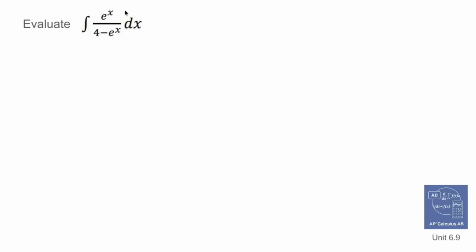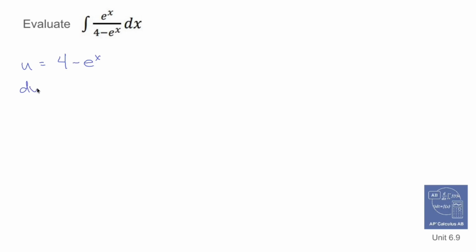Evaluate the integral of e to the x over 4 minus e to the x. All right, well, when I see something like this, I'm thinking, this is like quotient rule, and that's no good. So what I have to do is let u equal the guy on the bottom. We're doing u substitution. Let u equal the guy on the bottom so that 4 will disappear.